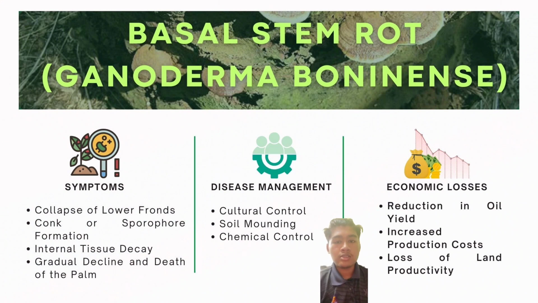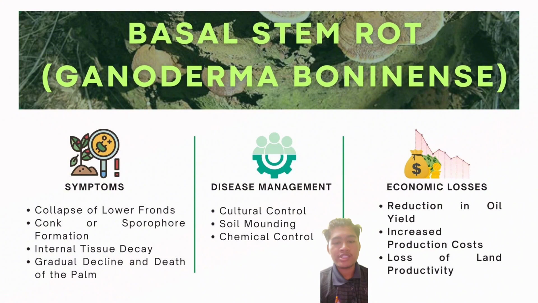So how does basal stem rot affect the economics of oil palm? One of the economic losses that we can see is the reduction of oil yield. Basal stem rot leads to a decline in oil palm productivity, as the disease compromises the structural integrity and vitality of the palm. The affected palms may produce fewer and lower quality oil-bearing fruits. Other than that, it can also increase the production costs.